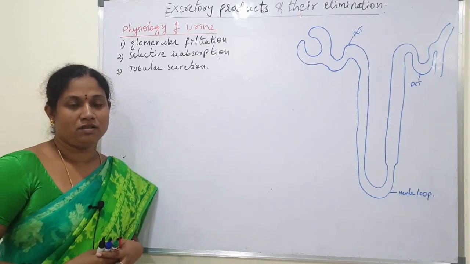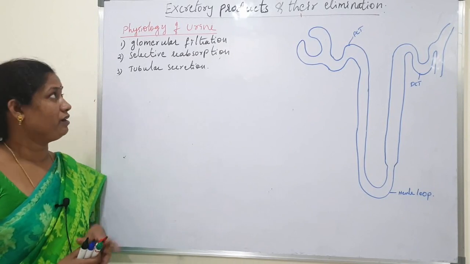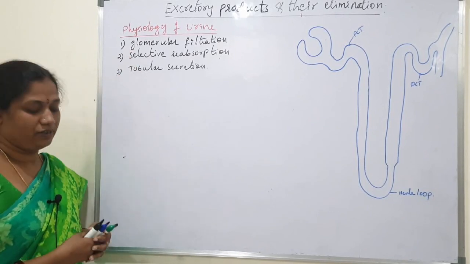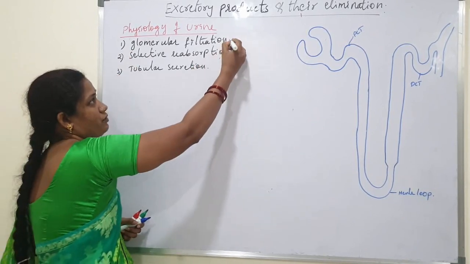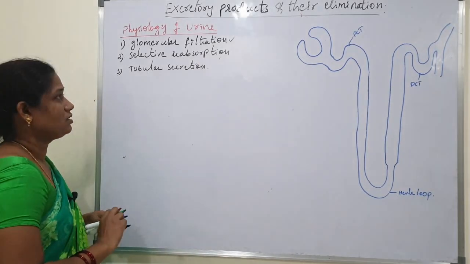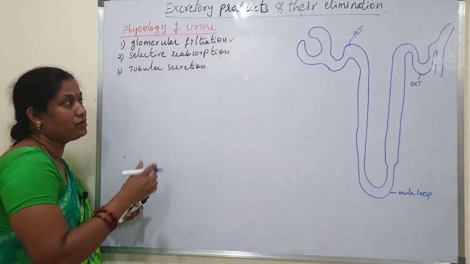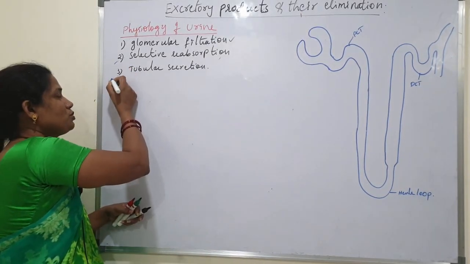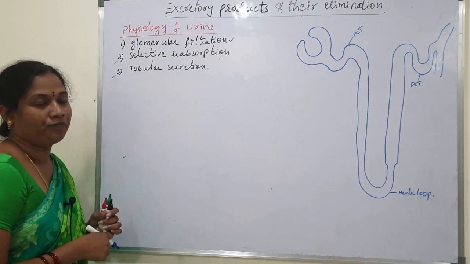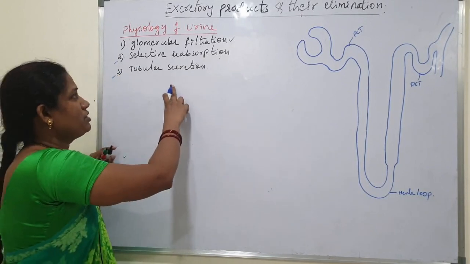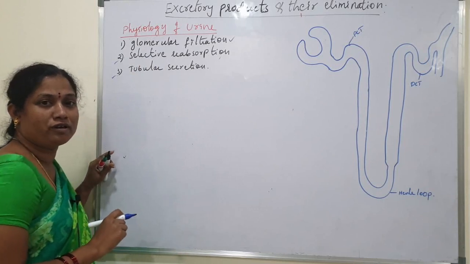Hello students. So in the previous video we have finished glomerular filtration. Next, in this video we are going to learn about selective reabsorption and tubular secretion. In urine formation, the first step is glomerular filtration.